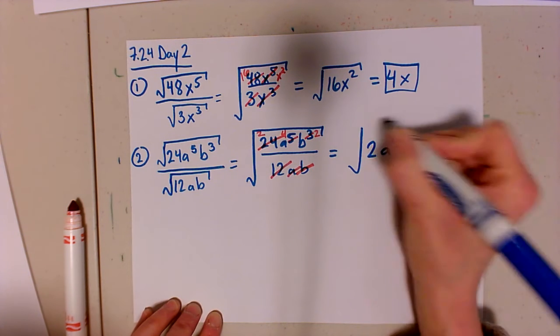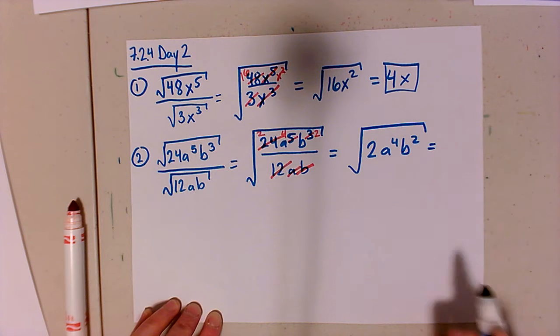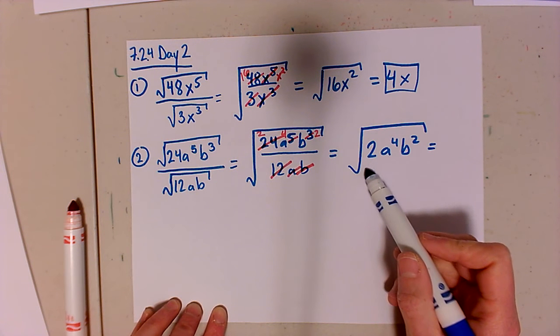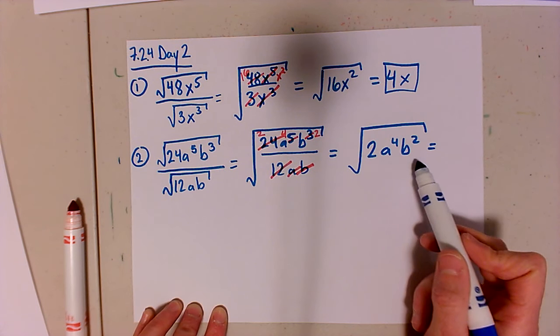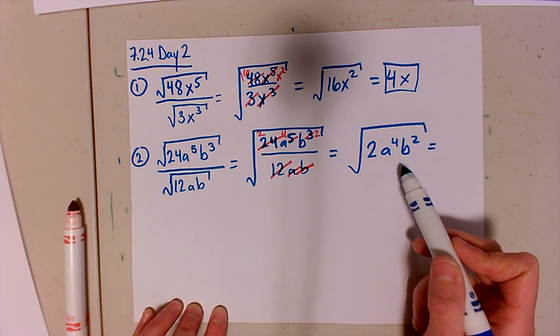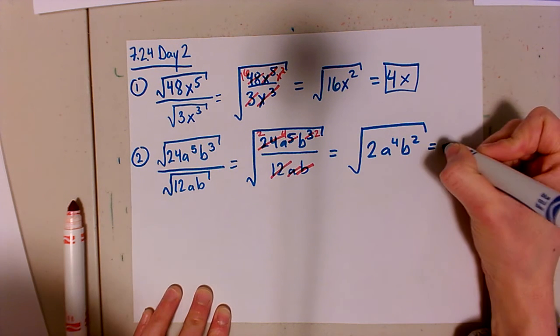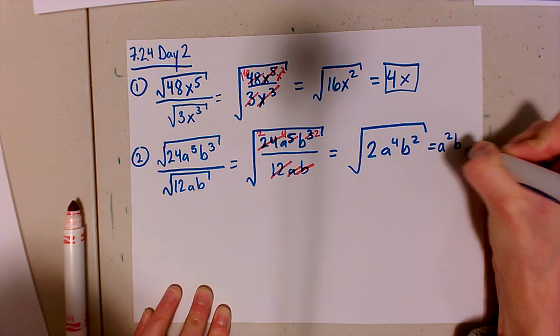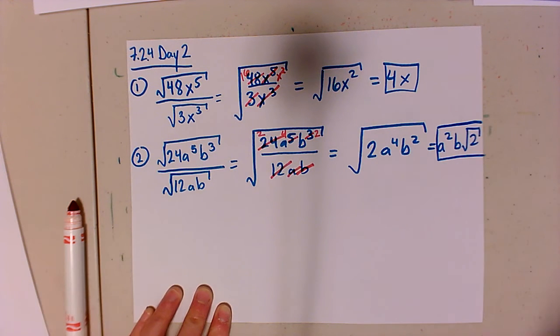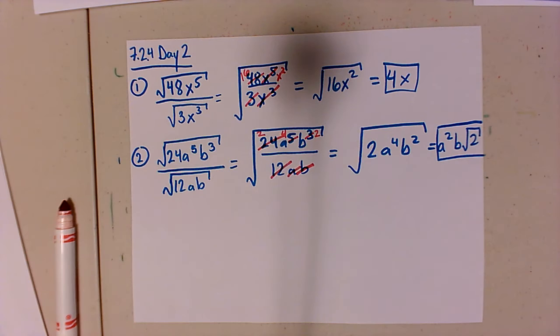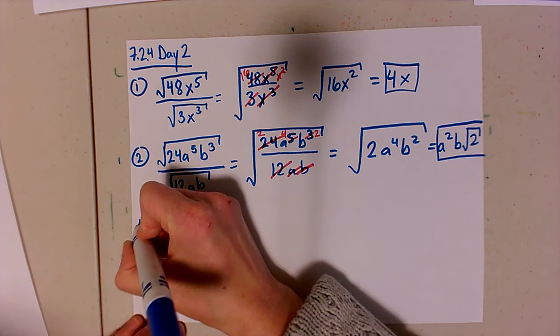So what I have left, well, my whole denominator has disappeared, so then I just have 2a to the 4th b squared. Now we can't take the square root of 2, that'll have to stay inside our radical, but a to the 4th and b squared, both of those exponents are divisible by 2, so we can take the square root of those. So that'll give us a squared b, and then root 2, and we're all done. We'll skip number 3 because that's similar to the ones that we just did.